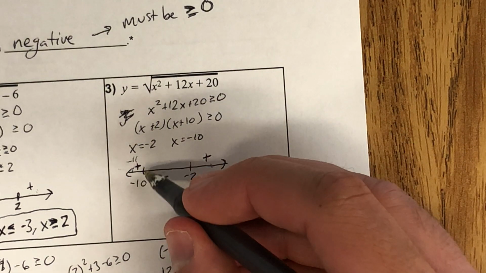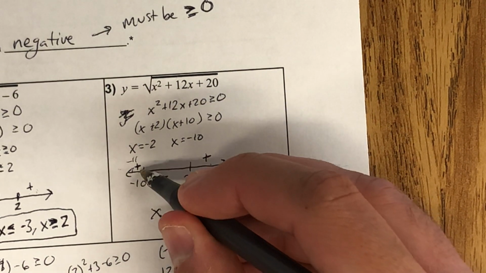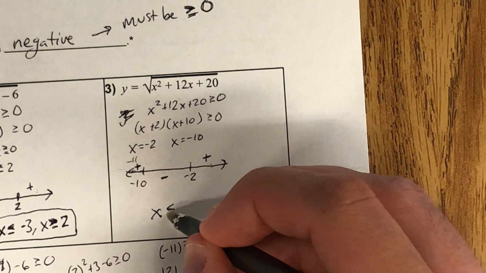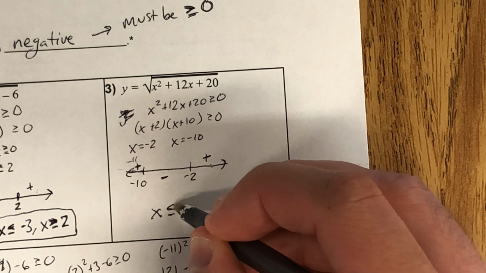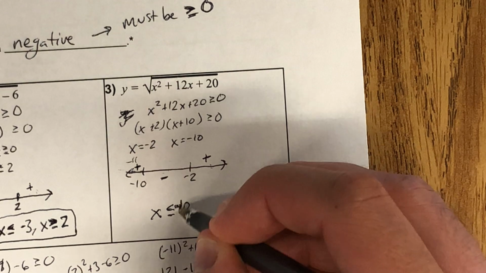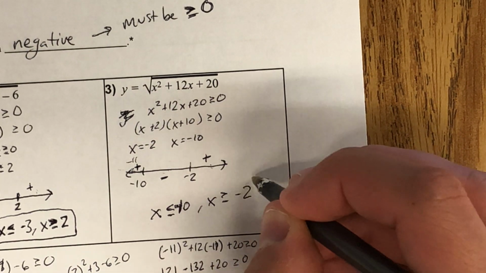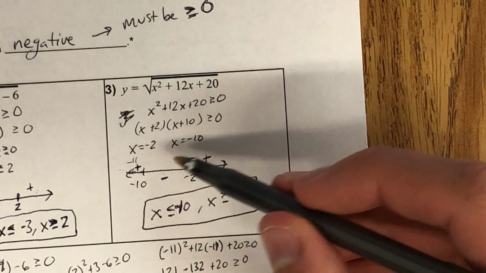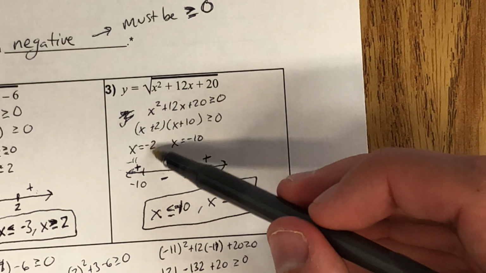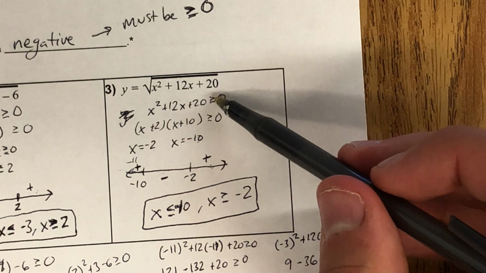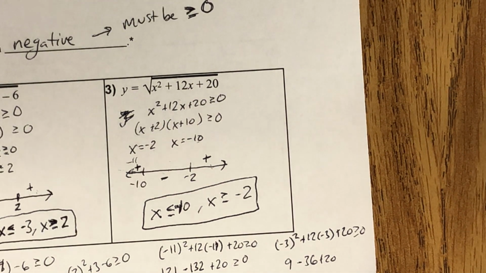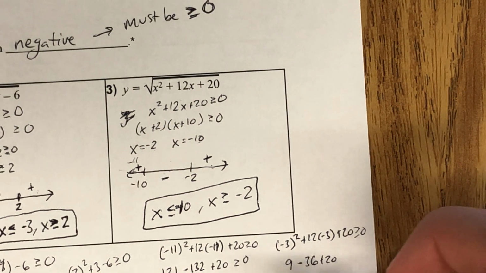So our domain would be all x values less than or equal to negative 10, and all x values greater than or equal to negative 2. It has to be or equal to because we've determined that when we plug in negative 2 or negative 10 for x, we'll get exactly 0. You just need to figure out the other sides. Okay.